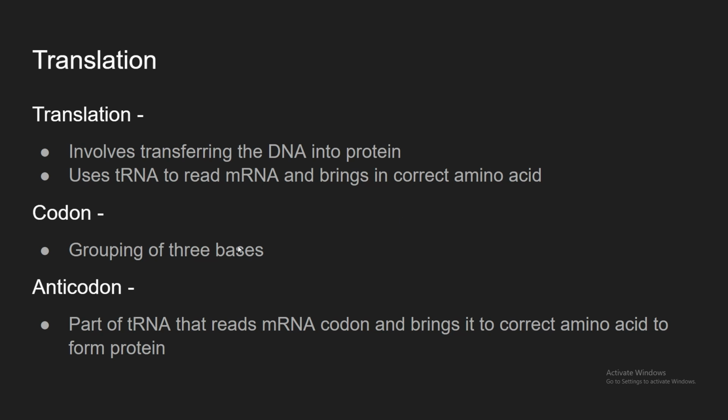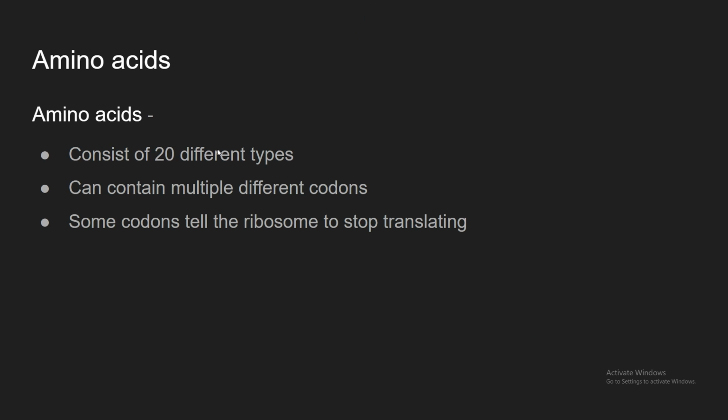What it's bringing into the amino acids are codons, which are groupings of 3 bases. So like you have A, T, C, for example, and then you have anticodons, which is part of the tRNA that reads the mRNA codon and brings it to the correct amino acid to form the protein. Amino acids, there are 20 different types, and can contain multiple different codons. Some codons tell the ribosome to stop translating, which you'll see in a bit.